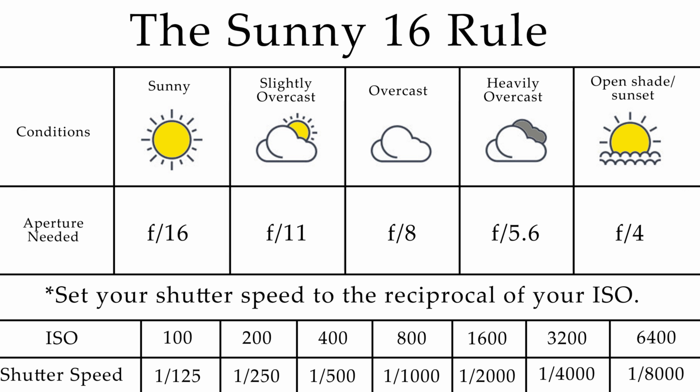This rule designated that you could set your aperture based on the current lighting conditions and then set your shutter speed at the reciprocal to the ISO setting. So for example, if your ISO was 100, the shutter speed would be set at 1/125th of a second, and they ended up naming this the Sunny 16 rule. As you can see at the bottom of the screen, the shutter speeds don't line up exactly with the reciprocal numbers, so you just have to get as close as possible.